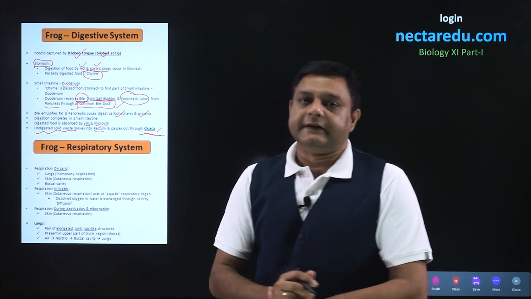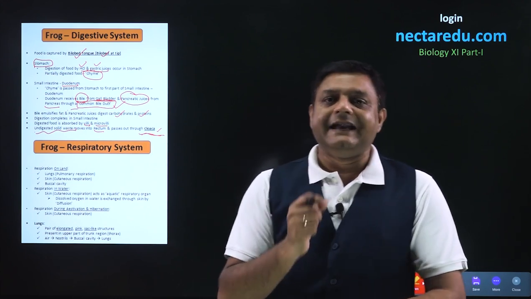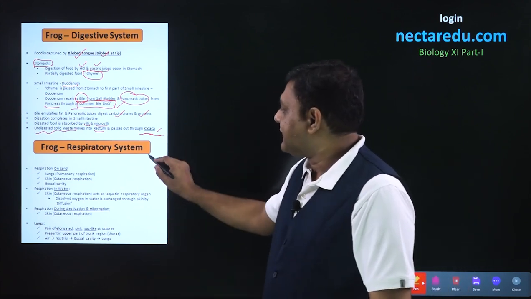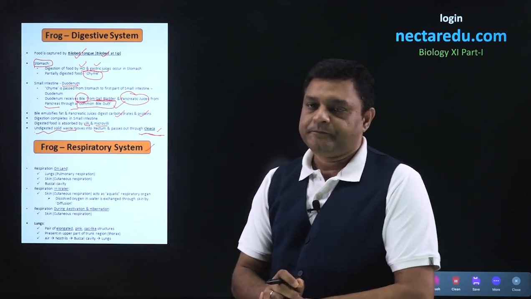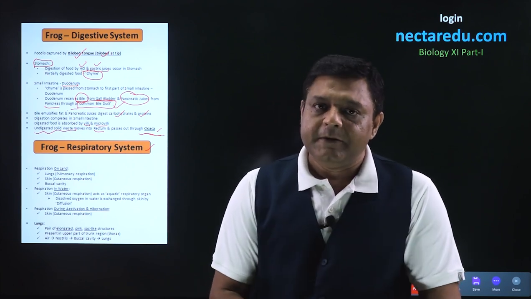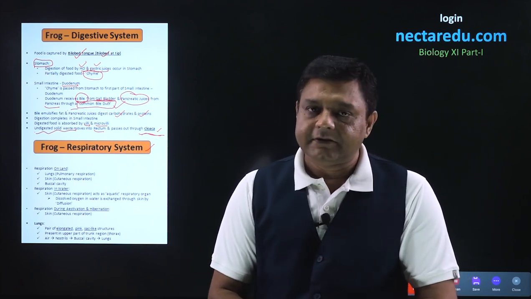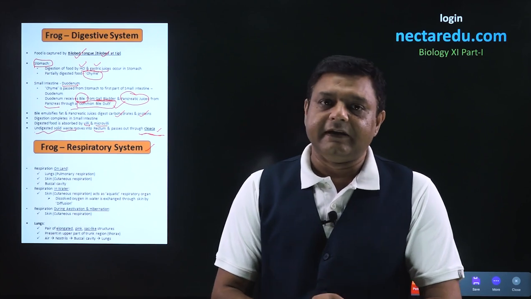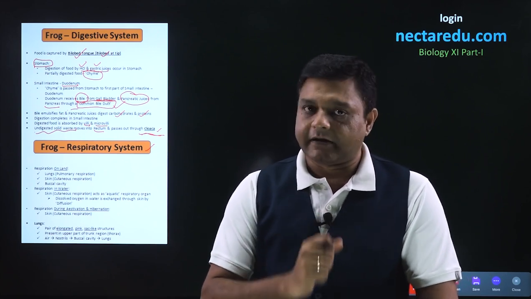After completing the digestive system, we come to the next system of frog, that is the respiratory system of frog. Now, we know that frog respires by three modes. The first mode is by lungs, the second mode is by skin, and the third mode is by buccal cavity.